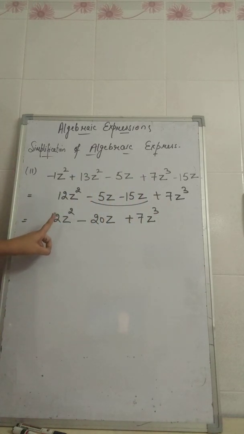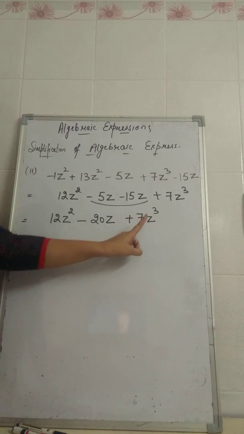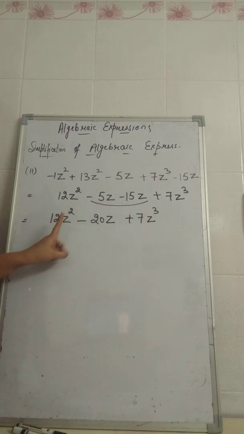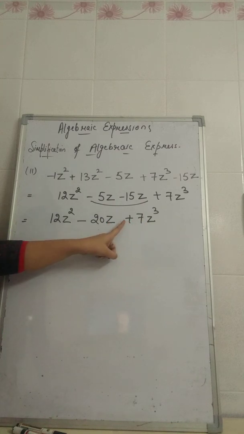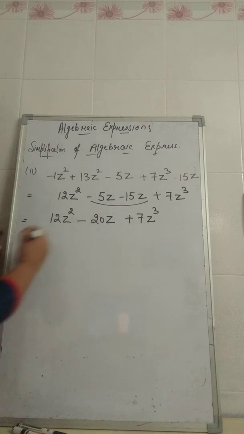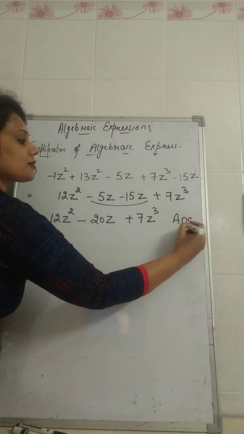Now we can see there are no like terms. Here we are having z cube, here we are having z square, and here we are having z. So no terms are like terms. So this is our answer.